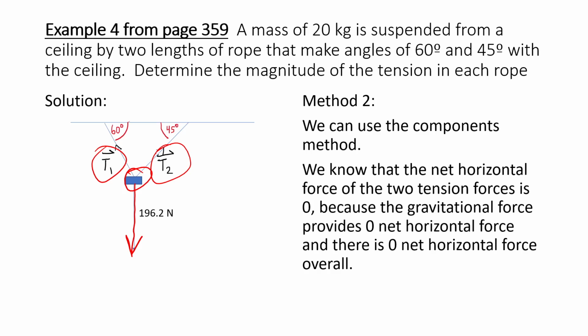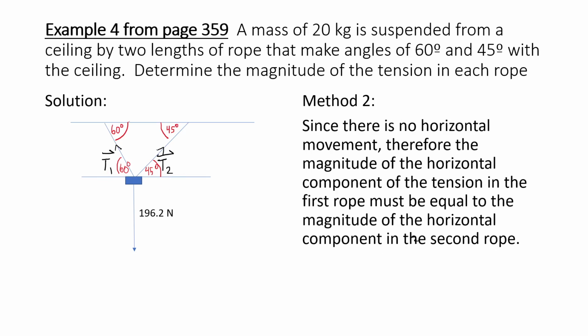We know the net horizontal force of the two tension forces is 0 because the gravitational force is providing 0 net horizontal force, and there's 0 net horizontal force overall. So now let's go back to components. If we think in terms of components, what we're going to do is we're going to evaluate that horizontal vector and that horizontal vector.